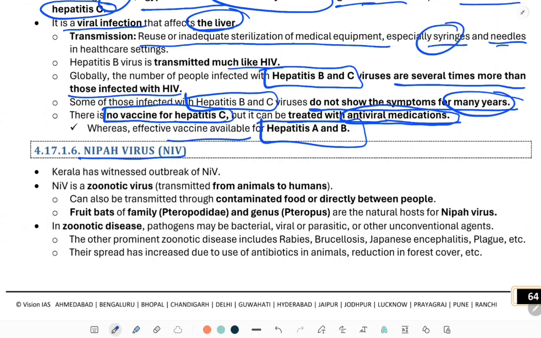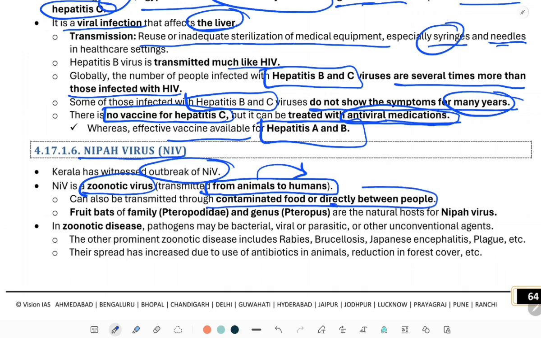Next, we'll see about Nipah virus. Kerala has witnessed an outbreak of Nipah virus, NiV. This is a zoonotic virus transmitted from animals to humans. It can also be transmitted through contaminated food or directly between people. Fruit bats of the family Pteropodidae and genus Pteropus are the natural hosts of the Nipah virus.